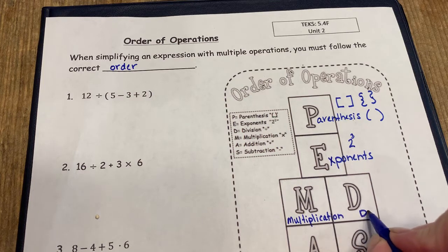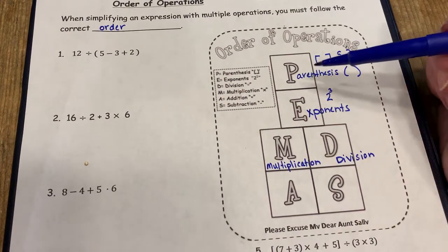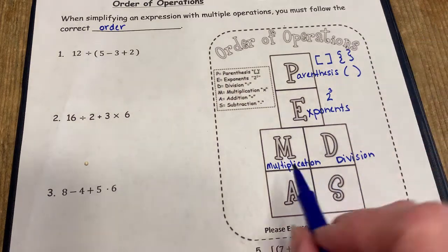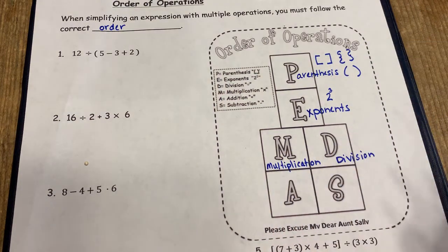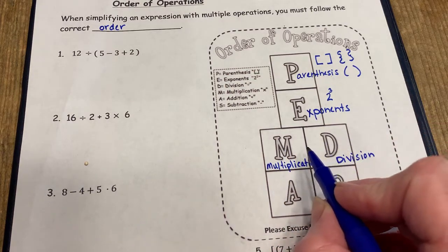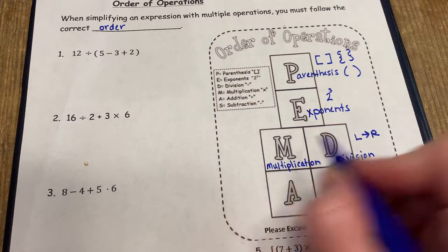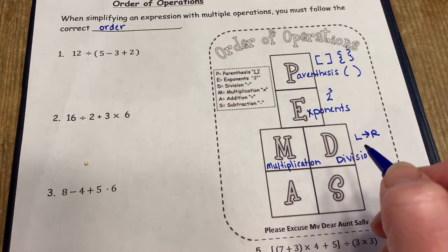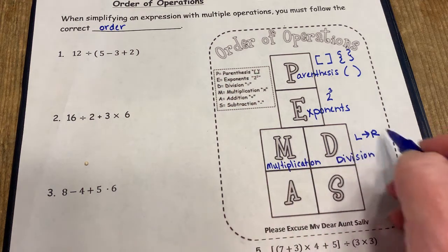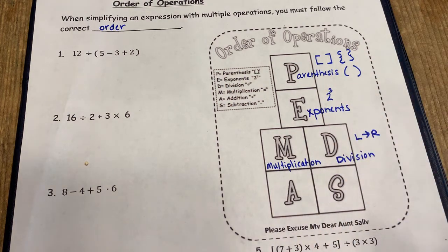Then after you take care of those two, you have M that stands for multiplication, and you have D that stands for division. I would point out that multiplication and division, the M and the D, instead of going P, E, and then M over D, are right next to each other. That's on purpose, because you don't do multiplication before division. You do those in order from left to right. So even though M is listed first, if I see a division problem and it comes before multiplication, I'm going to do division first. These are on the same level, because you can do either one depending on which one comes first.